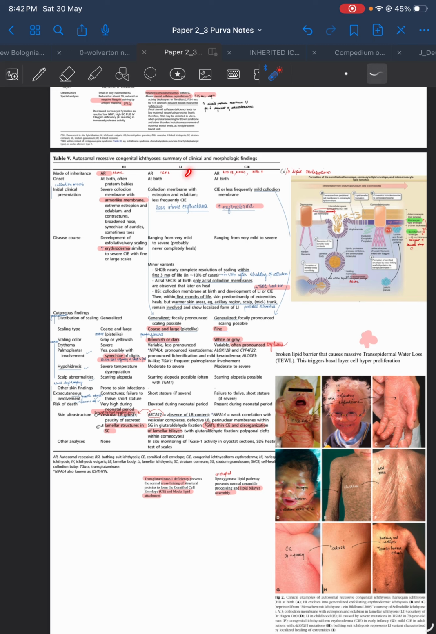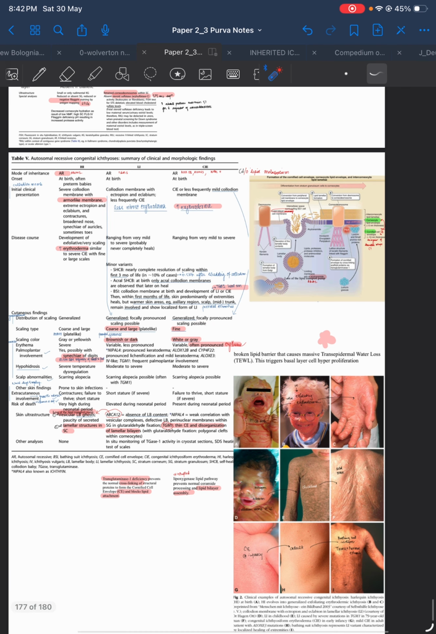Then lamellar will have large brown coarse scales, CIE will have fine white-gray scales. This is harlequin ichthyosis at birth with collodion membrane, armor-like membrane, then exfoliating erythroderma and palmoplantar involvement. This is lamellar ichthyosis at birth with ectropion, eclabium, a childhood photo with coarse, large scale, and then in adulthood. This is CIE with pronounced erythema, erythroderma, and this is bathing suit ichthyosis. So these were the three major variants.